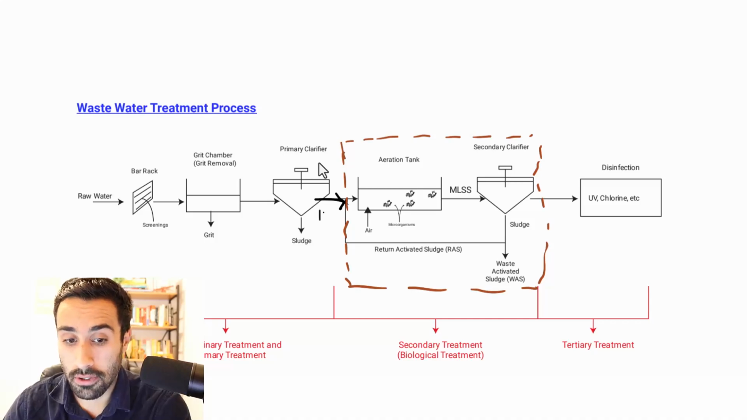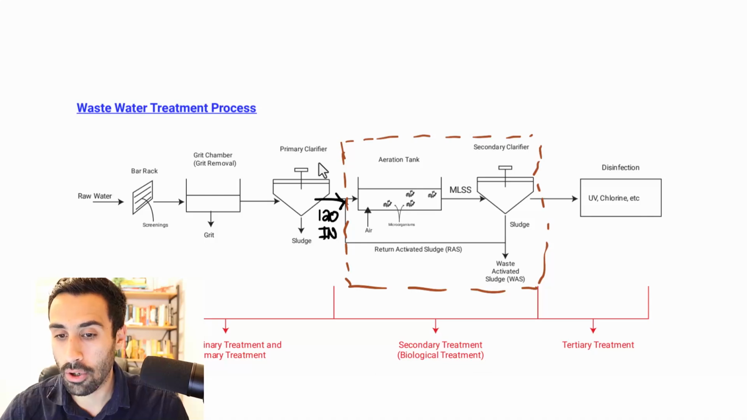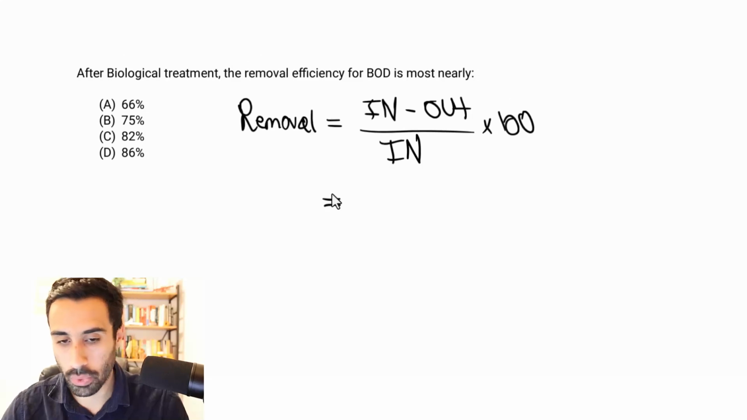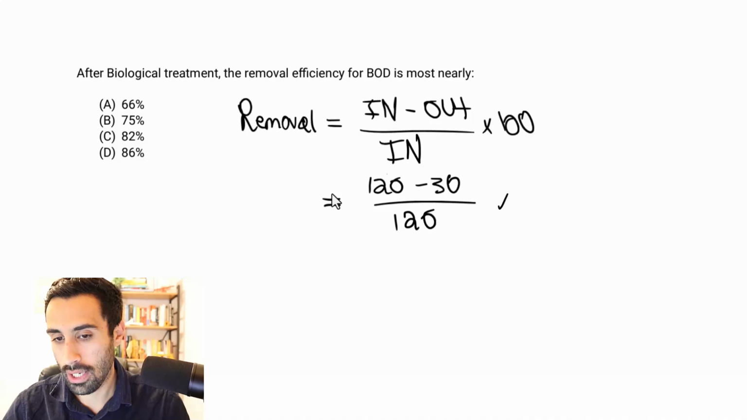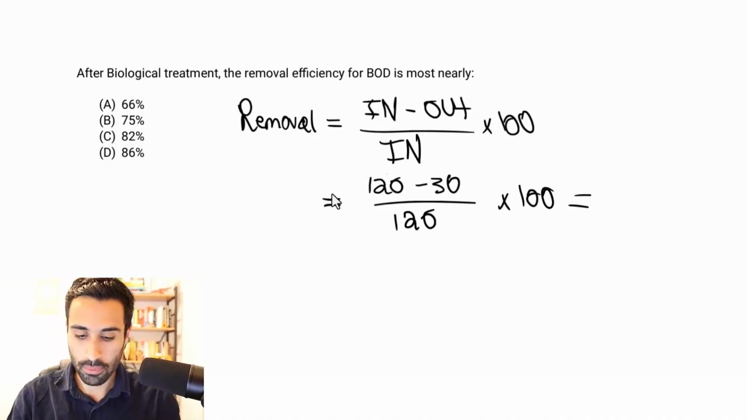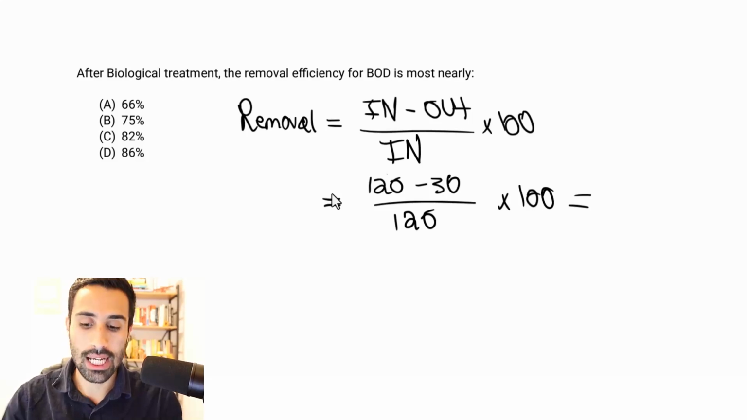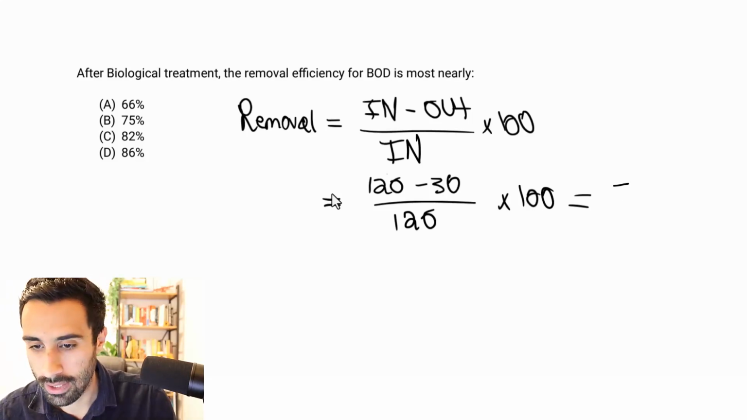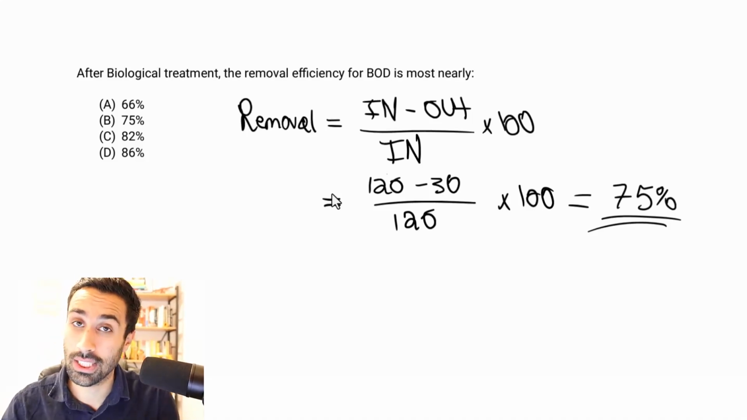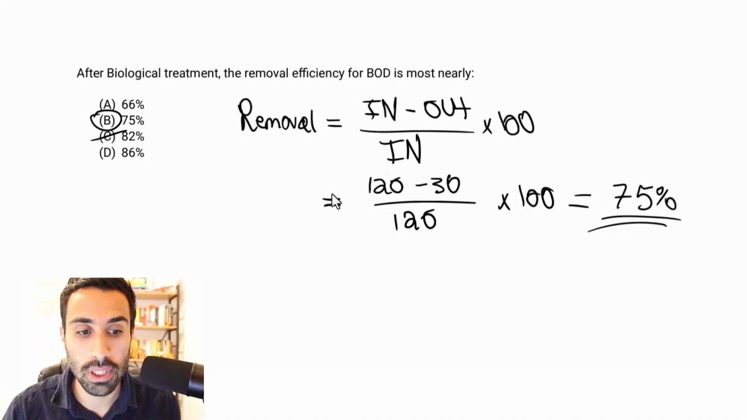So what comes in here is the 120 into that secondary biological treatment. What comes out is the 30 right here, and that's what we will plug in. We take the 120 minus the 30, divided by 120, and multiply this by 100. What do we get for this one? 120 minus 30, divided by 120. We get exactly 75%. Is that what you got too? Or maybe you got a different answer. That's still one of these tricky questions, but it should be B for this one.